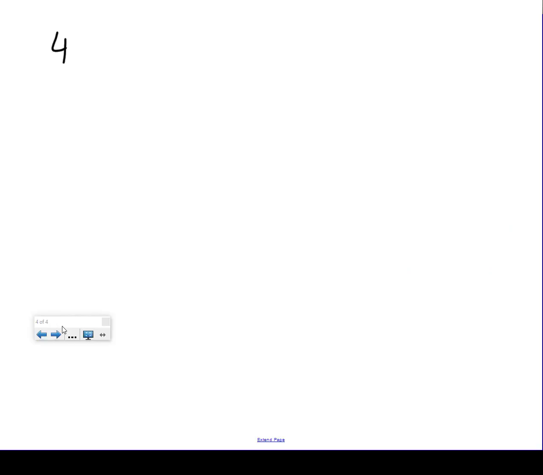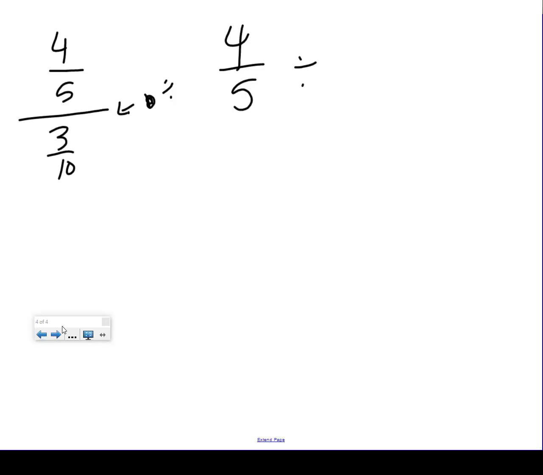So this one looks much harder than it really is. And all this says is, remember, fraction bars mean divide. And so it just says that fraction on top divided by the bottom fraction. So when we write this out, I have 4/5 divided by 3/10. I keep it the same, change the sign to multiplication, and flip this one over.